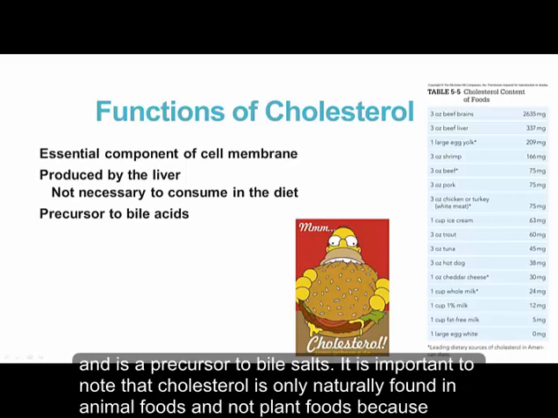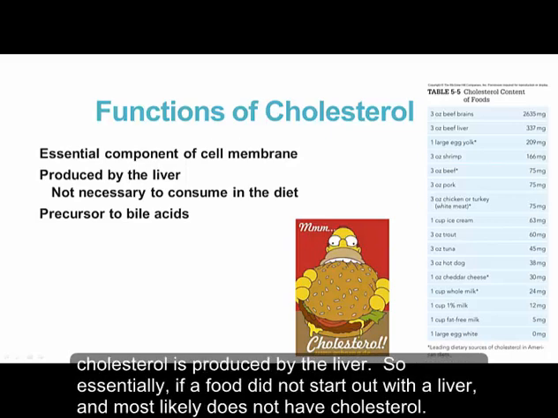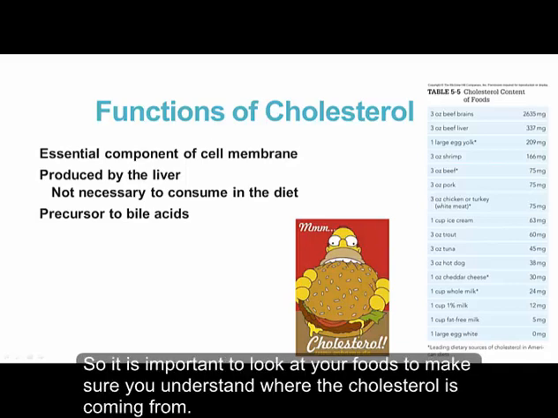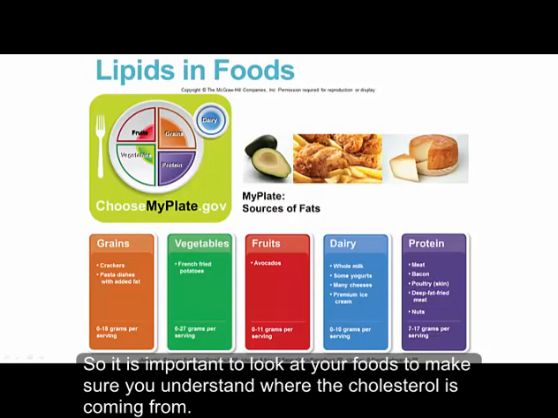It is important to note that cholesterol is only naturally found in animal foods and not plant foods because cholesterol is produced by the liver. So essentially, if a food did not start out with a liver, it most likely does not have cholesterol. Now, the exception for this are processed foods that do have animal products in them. So it is important to look at your foods to make sure you understand where the cholesterol is coming from.